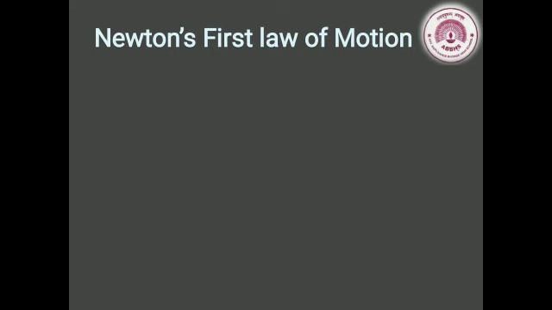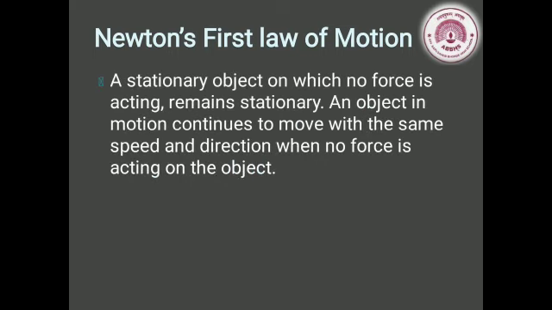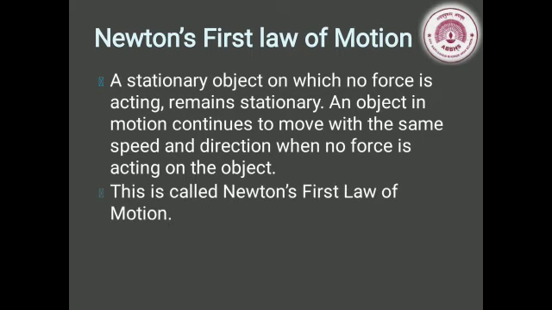Newton's first law of motion. A stationary object on which no force is acting remains stationary. An object in motion continues to move with the same speed and direction when no force is acting on the object. This is called Newton's first law of motion. This law is also called as law of inertia.